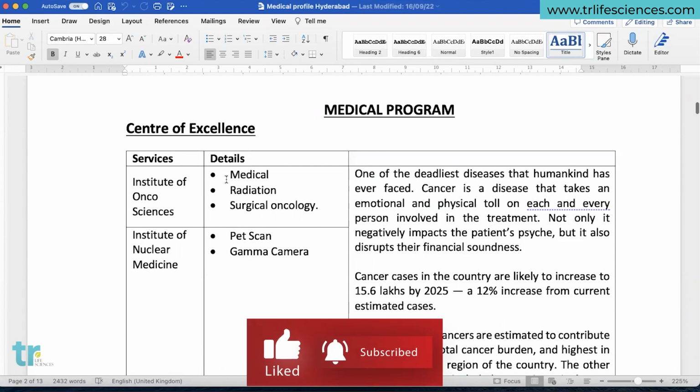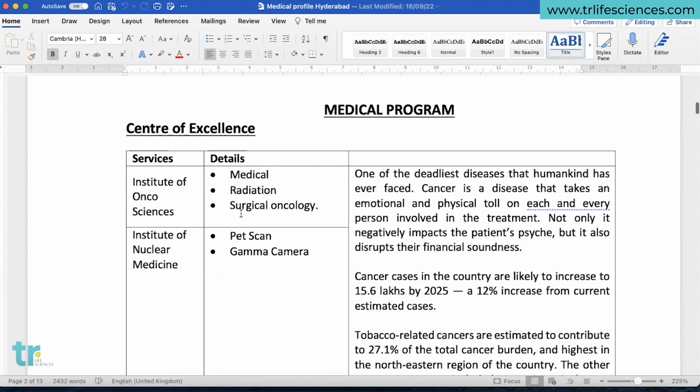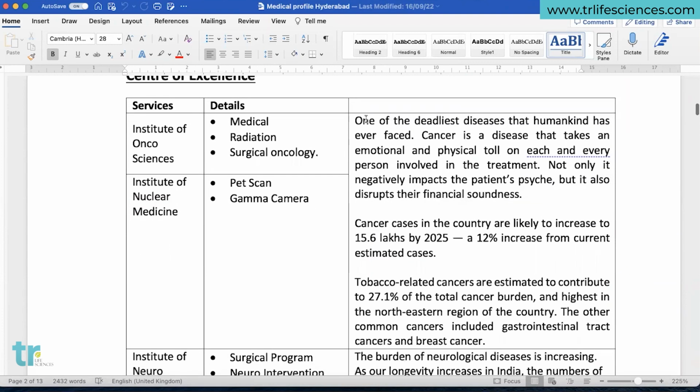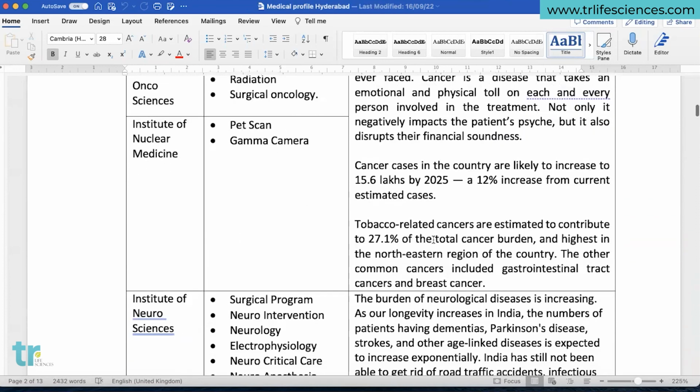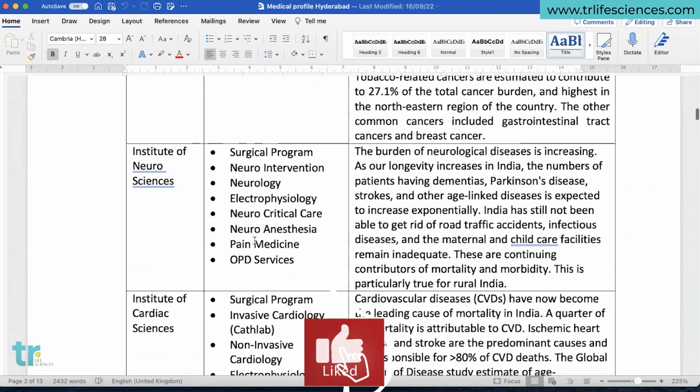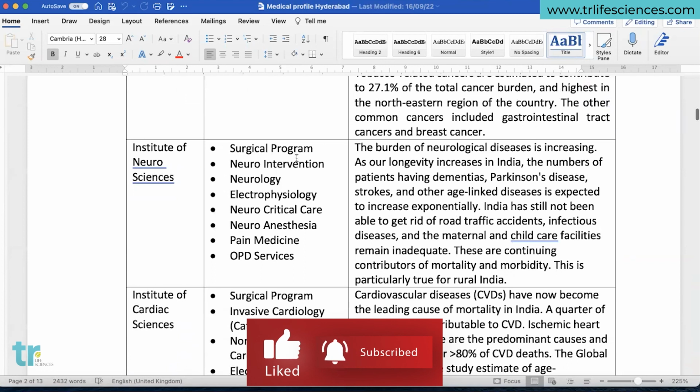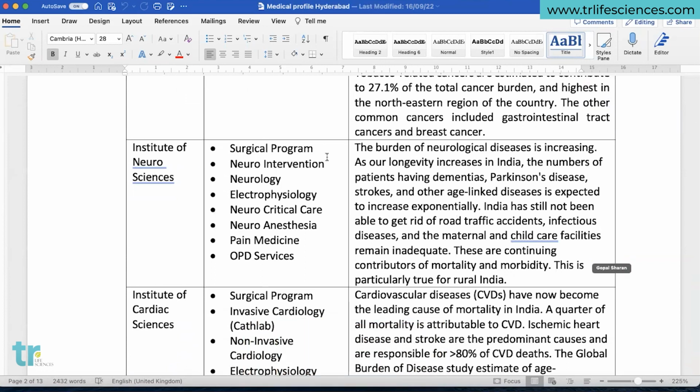Then the details related to that department: medical oncology, radiation oncology, surgical oncology. Along with that, there will be a nuclear medicine department. The PET scan, gamma camera will be there. We also provide some detailed data, a little bit on the disease pattern in the country, in this specific center of excellence department.